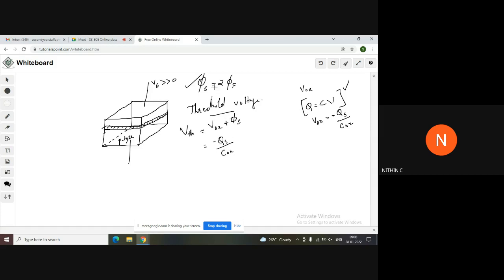Phi S can be taken as follows, since we have mentioned that threshold voltage is the voltage that introduces strong inversion. So we can substitute phi S with 2 phi F. This is the condition for strong inversion, right? So phi S will be substituted as 2 phi F.